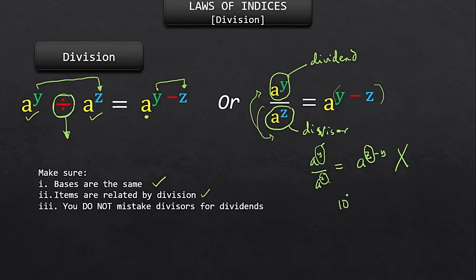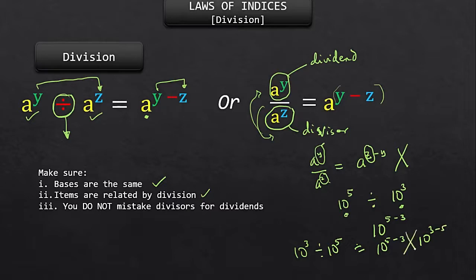So if we have 10 raised to power 5 divided by 10 raised to power 3, then you can see that the bases are the same. So we bring down 10 and say 5 minus 3. If you mistake it for 10 raised to power 3 divided by 10 raised to power 5 and still say that it is equal to 10 raised to power 5 minus 3 instead of 10 raised to power 3 minus 5, then you've made a huge mistake. So the one that comes first, the dividend, minus the divisor. So make sure that you don't confuse this for this.